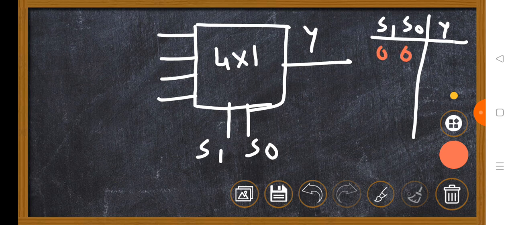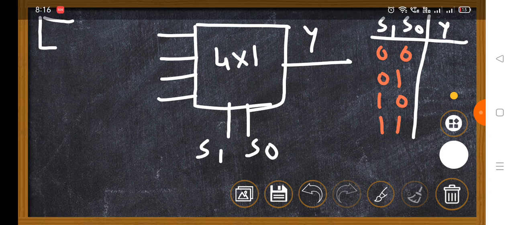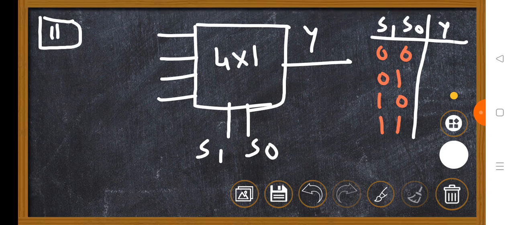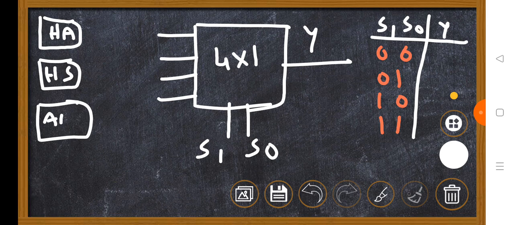Since it consists of 4 inputs, you have two selection lines. You should have 4 combinations: 0 0, 0 1, 1 0 and 1 1. For each and every combination you require one of the inputs as Y. Now you have to design in such a fashion. Let us assume this is a half adder, this is half subtractor, and this is AND logic, and this is OR logic.